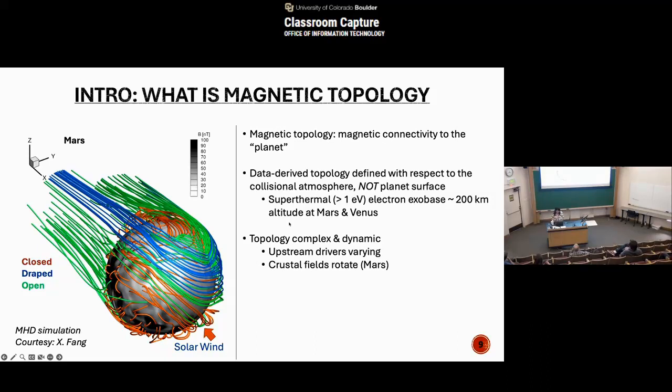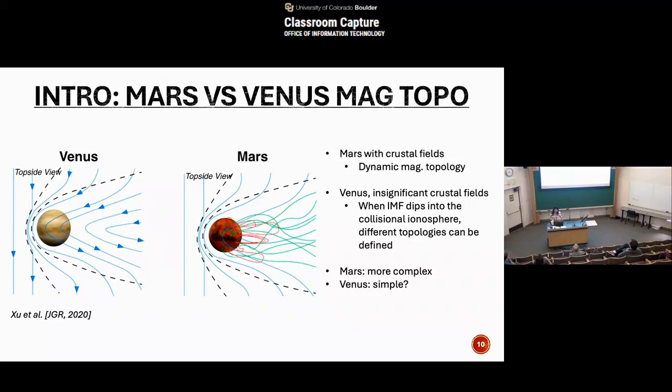Like I just said, the topology is very complex and dynamic because we have the upstream IMF changing all the time, and in the case of Mars, we have the crustal field rotating below the solar wind. So it's very dynamic. But with data, we can actually determine the magnetic topology in real time and also in 3 dimensions. So that's a pretty neat capability we have. One last introduction. This is a very long introduction, but it's necessary.